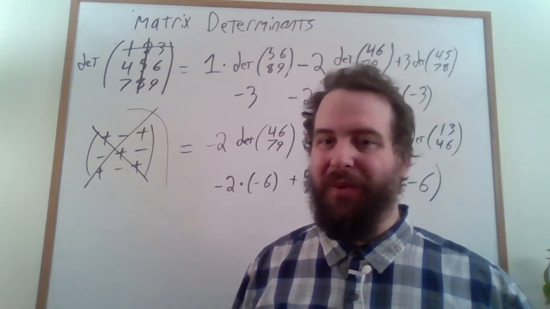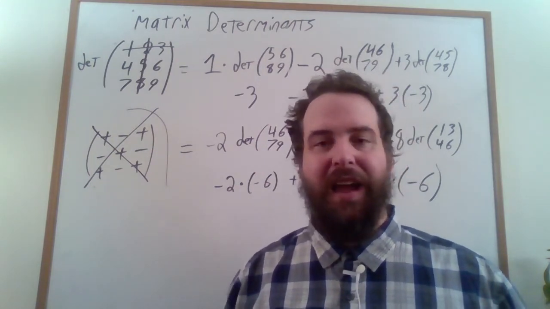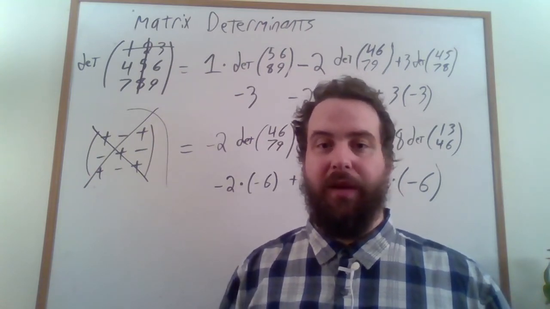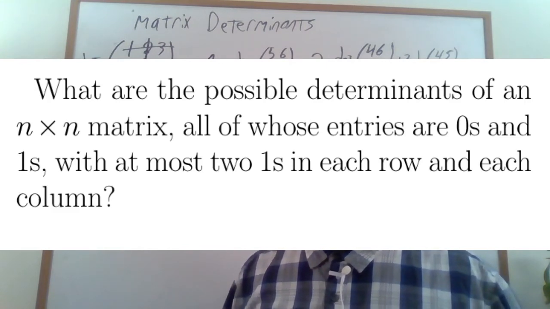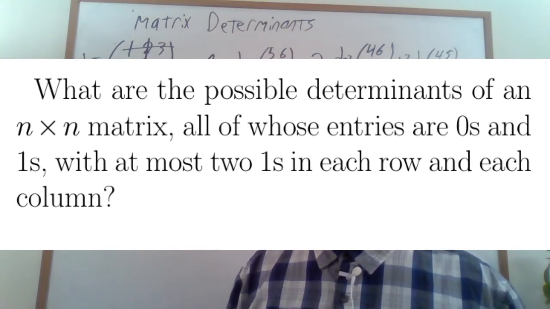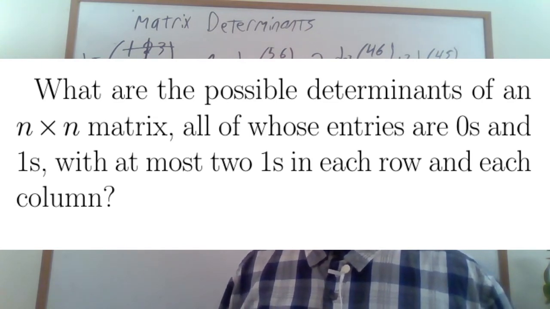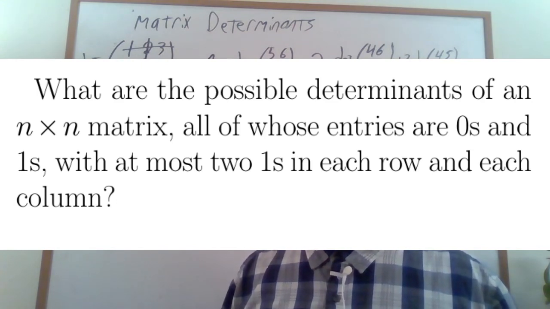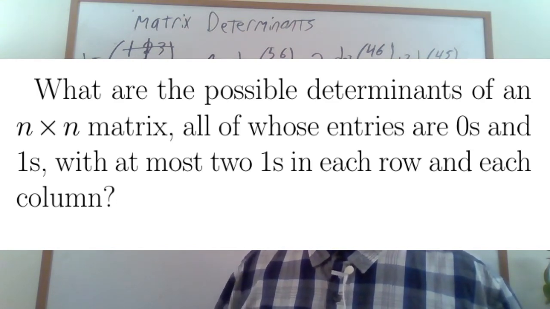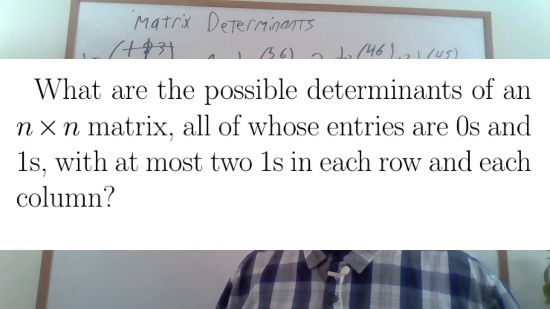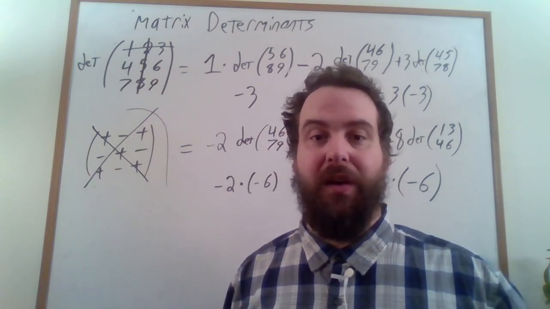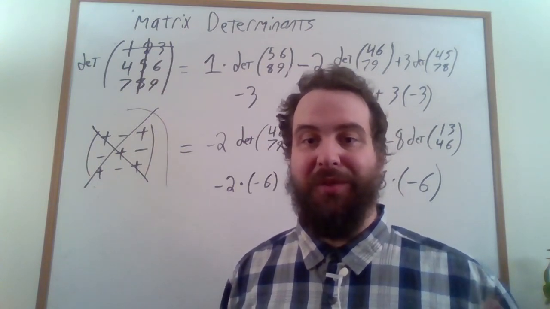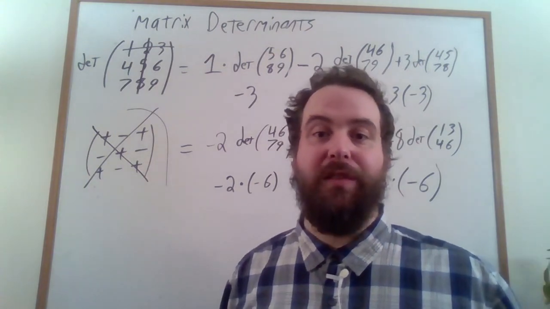But if you're here for a bit more of a challenge, I actually have a challenge problem for you. What are the possible determinants of an n by n matrix? So this is going to depend on n. What are the possible determinants of an n by n matrix, all of whose entries are zeros and ones, and there's at most 2 ones in each row and each column? So I'll let you think about this problem. It was presented to me on math.stackexchange, and I thought it was a really fun problem, and I will answer this problem in a future video.